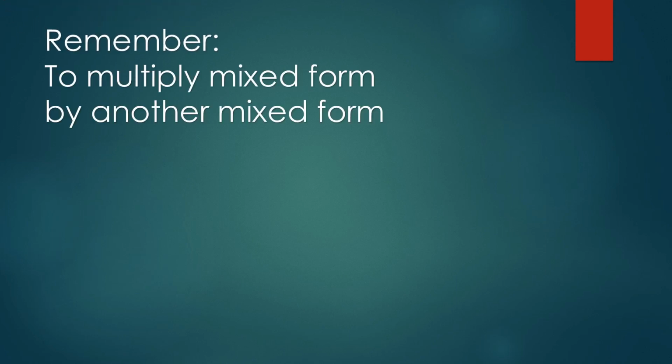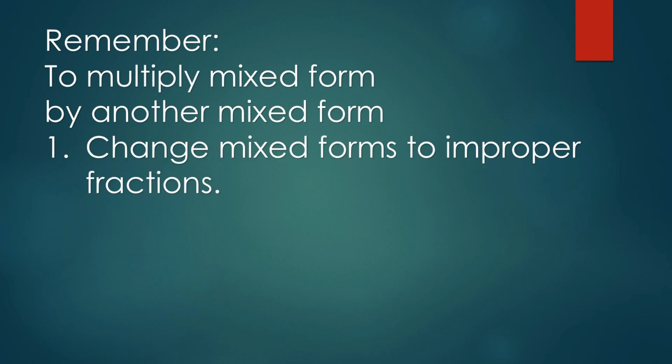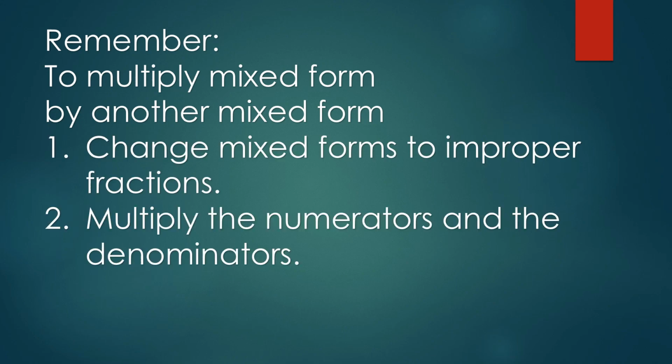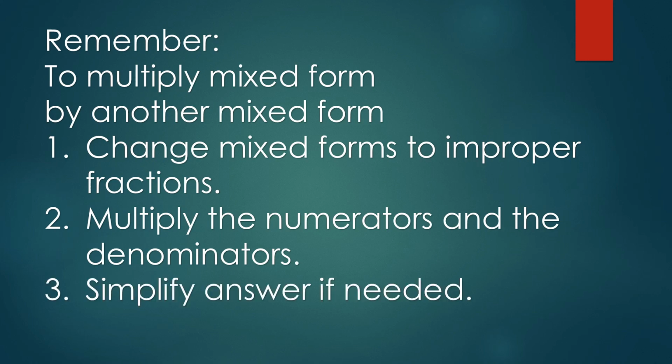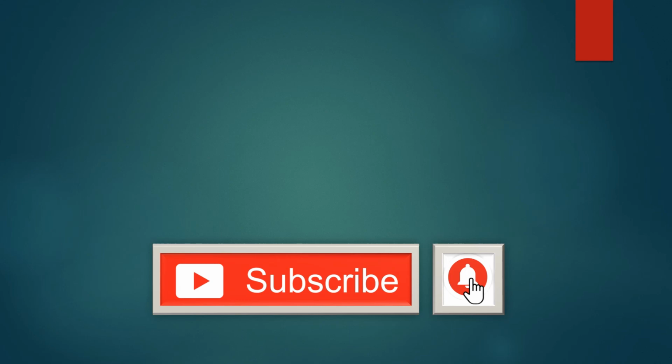Let's sum up. To multiply mixed form by another mixed form, change mixed forms to improper fractions. Multiply the numerators and the denominators. And simplify the answer if needed.